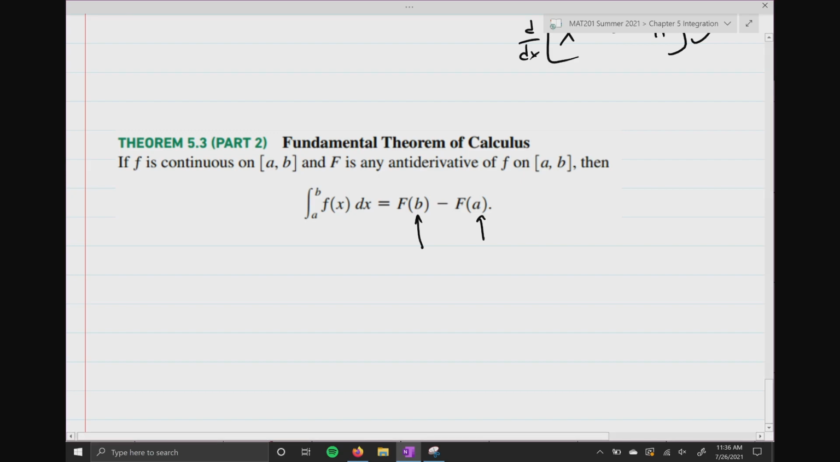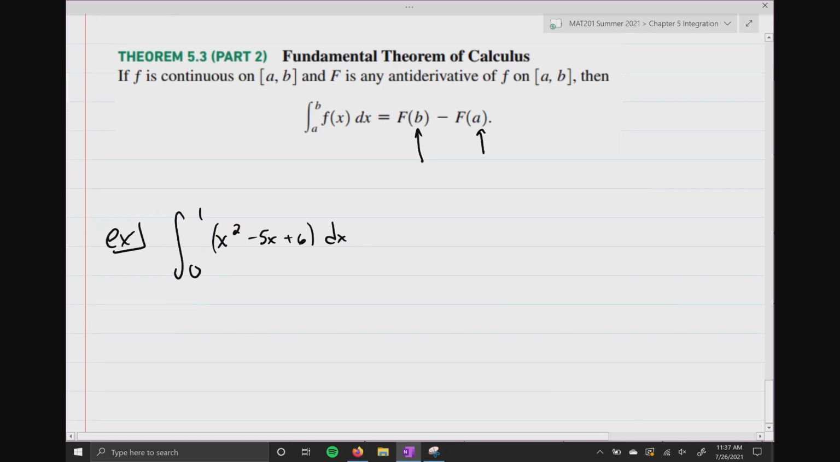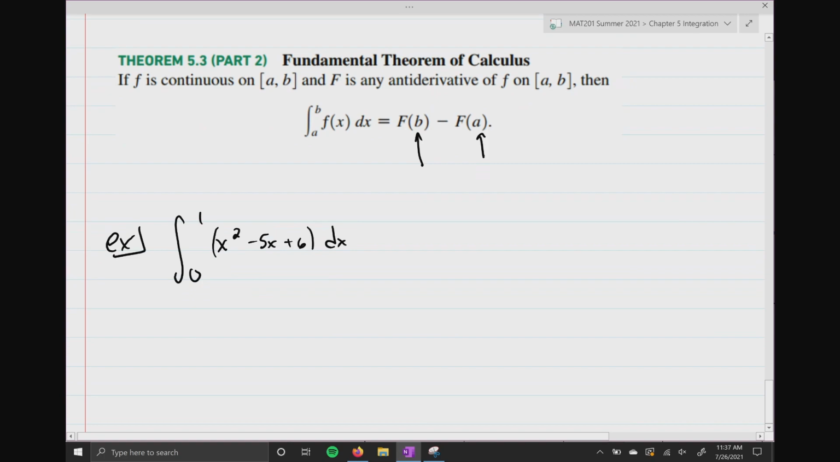So I think it's best if we just start with a bunch of examples. The first example I want to look at is, let's find the integral from 0 to 1 of x squared minus 5x plus 6 dx.